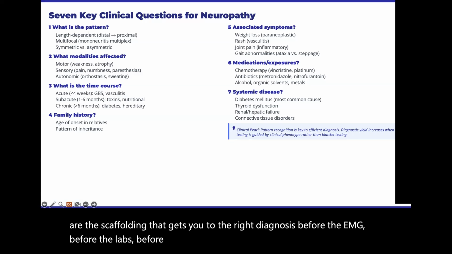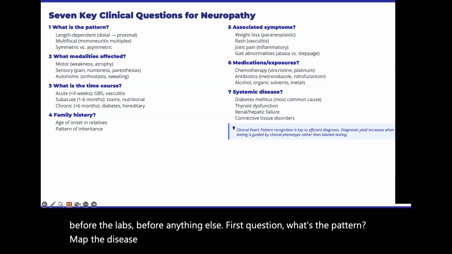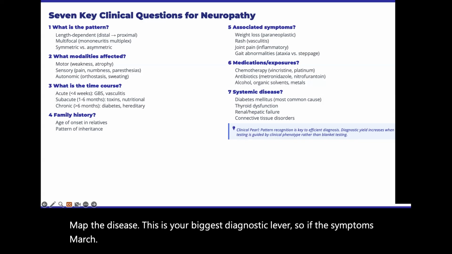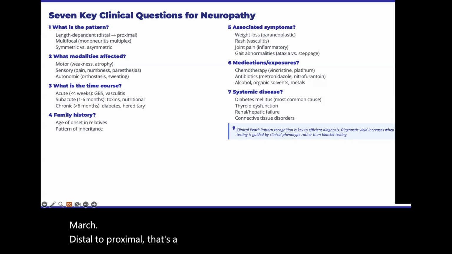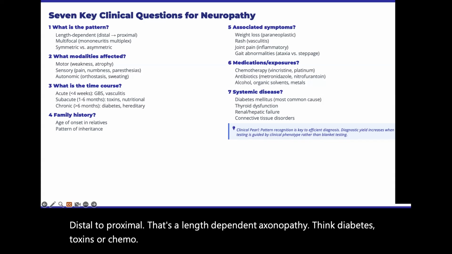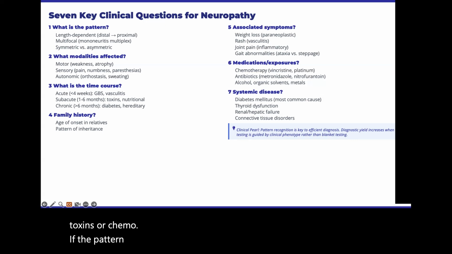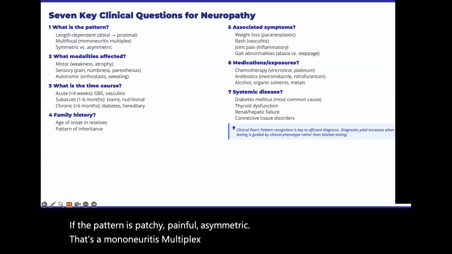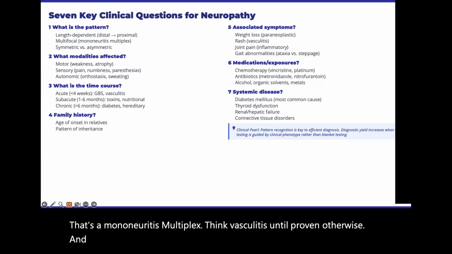First question, what's the pattern? Map the disease. This is your biggest diagnostic lever. So if the symptoms march distal to proximal, that's a length-dependent axonopathy. Think diabetes, toxins, or chemo. If the pattern is patchy, painful, asymmetric, that's a mononeuritis multiplex. Think vasculitis until proven otherwise, and think symmetric versus asymmetric. That isn't just a detail, you're getting the diagnosis as they give you these clues.